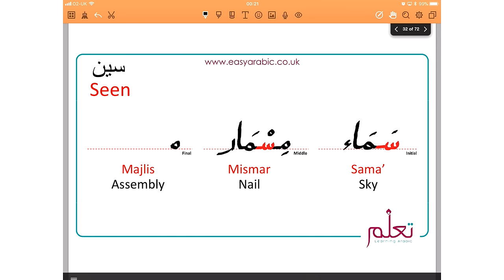Next one is Majlis, which is assembly. So, Mim. Then we have the Jim. Then we have the Lam. And then the Sin at the end. So that's Majlis.